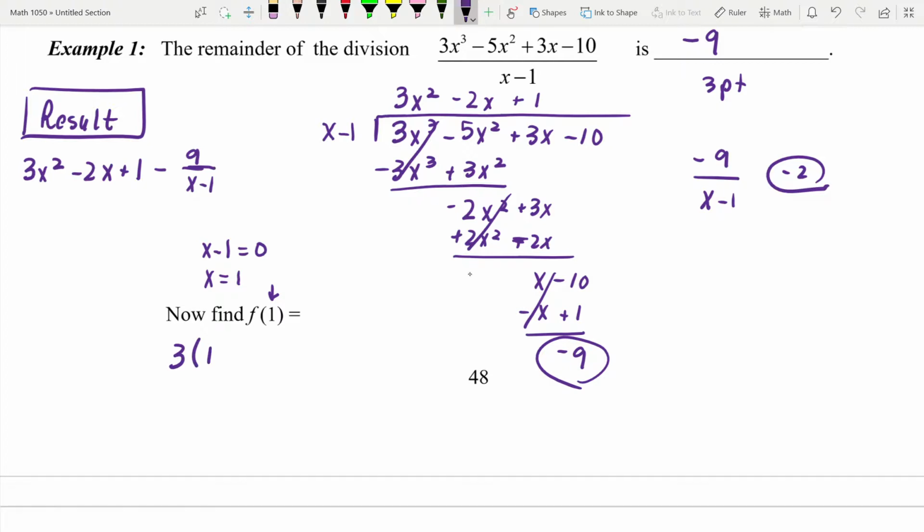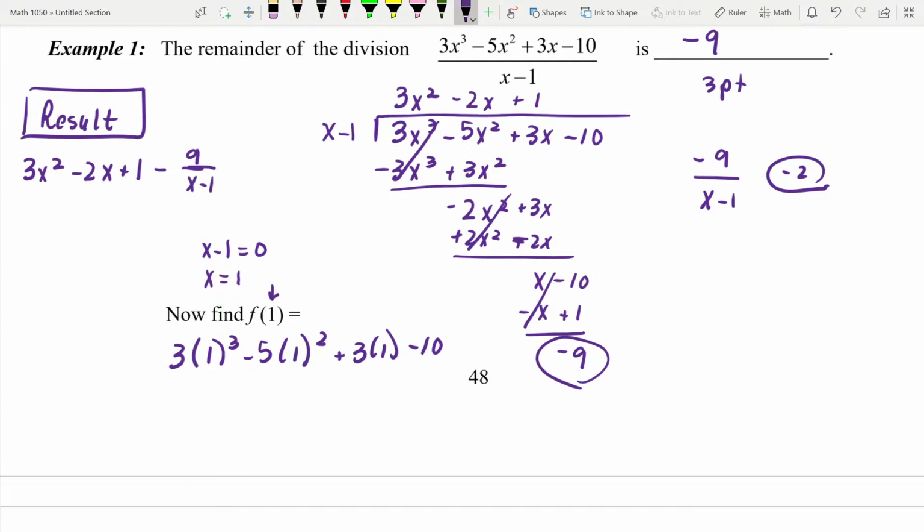So it's 3 times 1 to the third minus 5 times 1 to the second plus 3 times 1 minus 10. Now you could put it in your calculator exactly the way you see it. I know 1 to the third, 1 to the second, and 1 to the first are all 1. So I'm not even going to write it. So I'm going to go 3 minus 5. I'm not even going to put it in is what I meant.